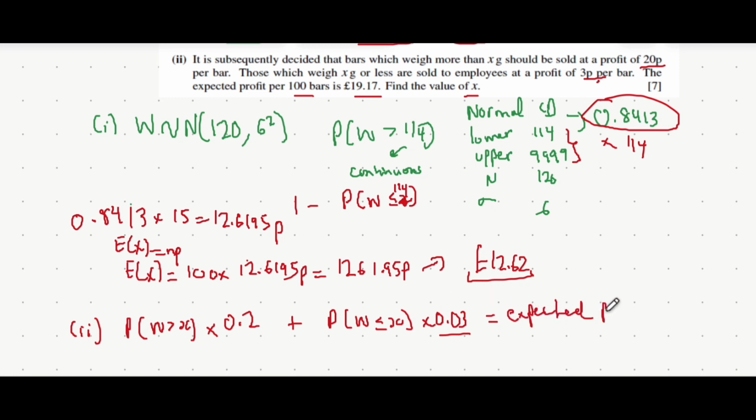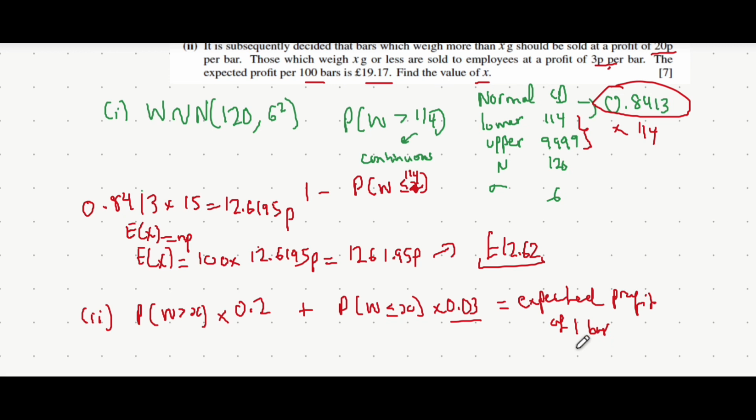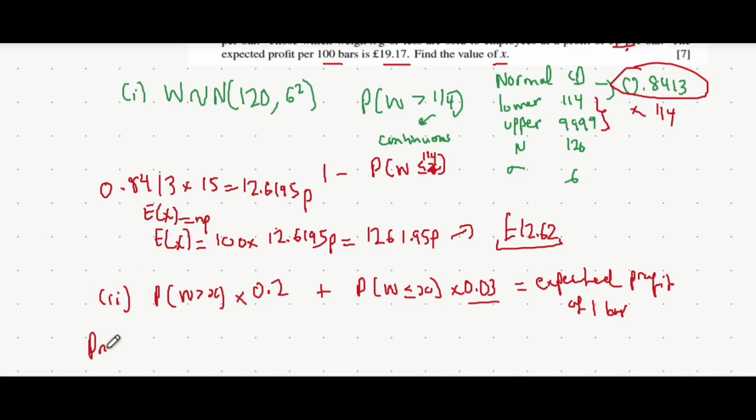Expected profit of one bar. Because you took 20p and multiplied it by the probability that a bar is more than x, and then you took 3p and multiplied that by the probability that it is less than or equal to x. So combined, that will give you the profit of one bar. But here it tells you the profit of 100 bars. So how can we use the equation that we formed above to find the profit of 100 bars?